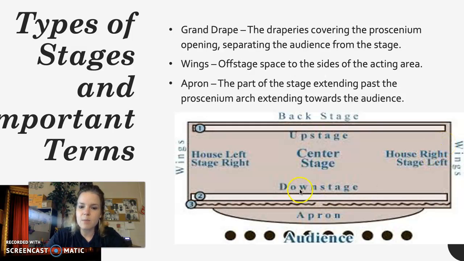And then we have our apron. Some aprons are curved, like this one. The one we have here at Manor kind of continues out, but that is still considered an apron. We also need to know the terms downstage and upstage and center stage, and I will explain all of those later on.